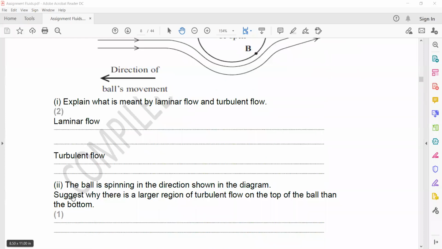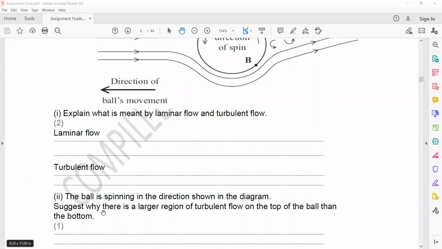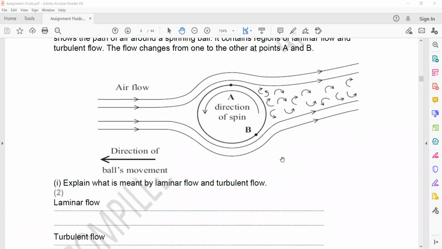In question 10A2, the ball is spinning in the direction as shown in the diagram. Suggest why there is a larger region of turbulent flow on the top of the ball than the bottom. So what is the reason?